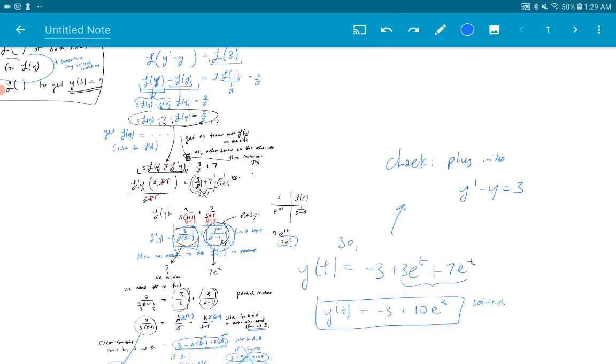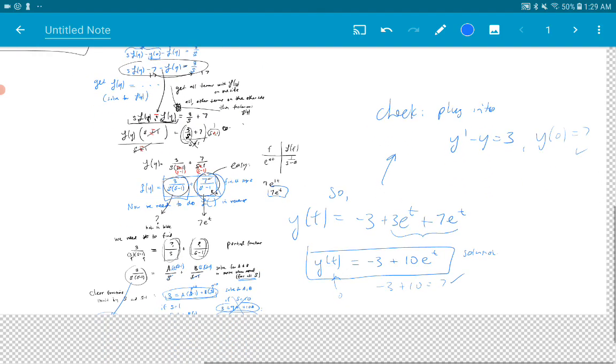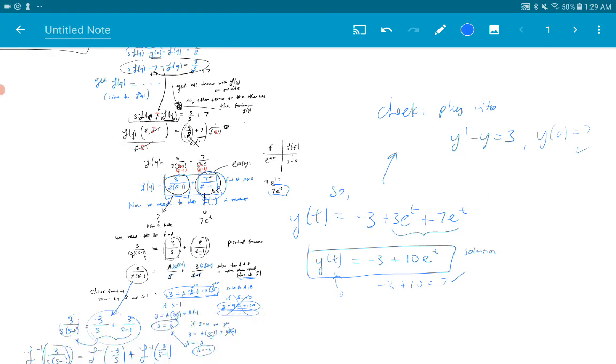You'd also have to check that the initial condition is true. Is y of 0 equal to 7? If you plug in 0 for t, you get minus 3 plus 10, which does equal 7. So even that one checks. You'd have to check both, really. Okay, so that's it. That's how we solve. We did all 3 steps.